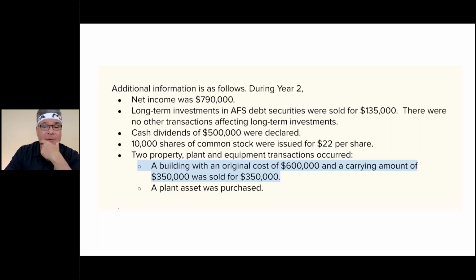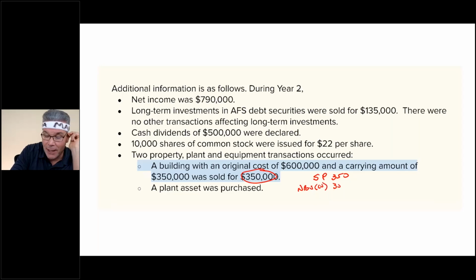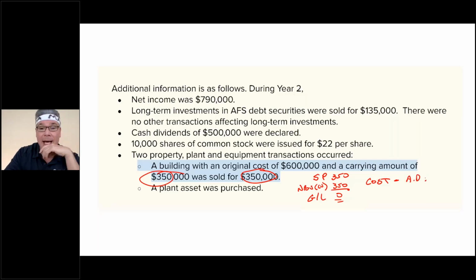Now let me show you something else. You ready? We said the selling price was given information, 350. The net book value was given information. They called it the carrying value, same thing, also 350. So gain or loss, 0, right? Gain or loss was 0. Original cost minus the accumulated depreciation is the way you get your net book value. Original cost, they tell us, was 600. What's the difference between 600 and 350? Our accumulated depreciation on what was sold, 250.